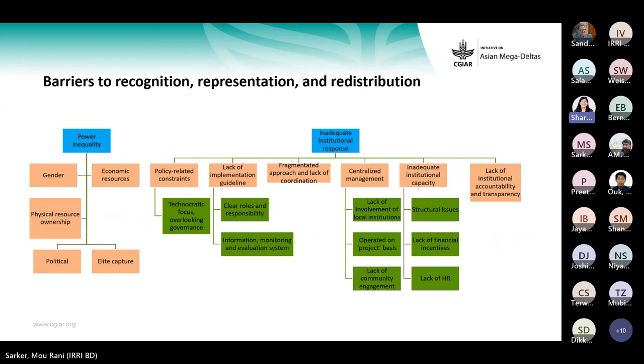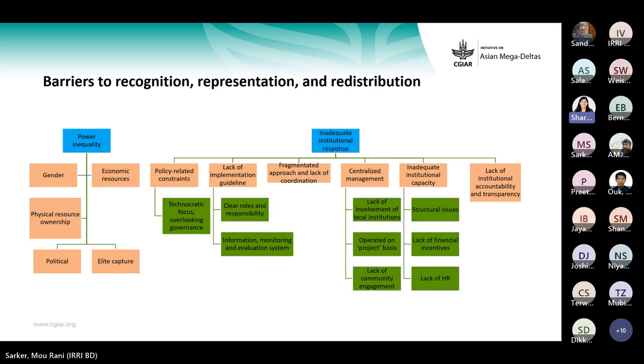Next, please. Okay, so we tried to look into the barriers that affected these different aspects. You can see in the slide that some of these barriers we also found from recent case studies done by consultants across the food system, not only limited to the water system. So we categorized these into two different groups.